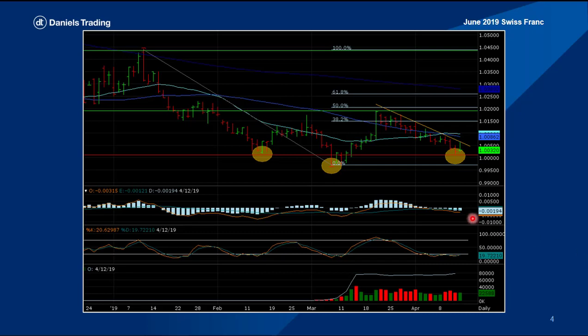Okay, let's take a look at our first market. This is the June 2019 Swiss Franc, and what you see here is an inverted head and shoulders formation. So here's the head, here's the left shoulder, and here is the right shoulder. That's that low that was just put in last week Thursday. That low was 115 from April 19th. So that sets up our second shoulder.